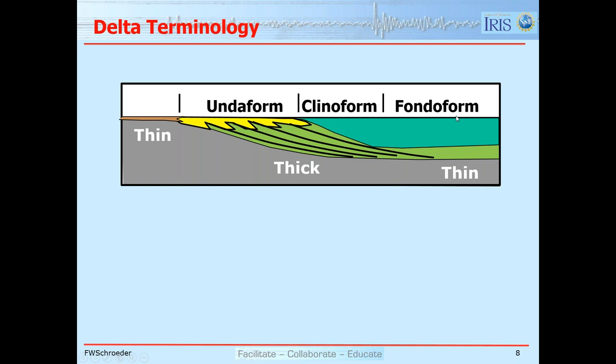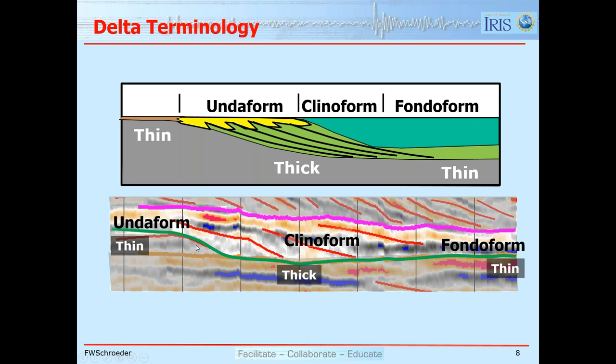So we can look at a seismic line such as the one I showed. Here's the green sequence boundary, the magenta sequence boundary. Up here where it's relatively thin and everything is fairly horizontally layered, that would be the underform.